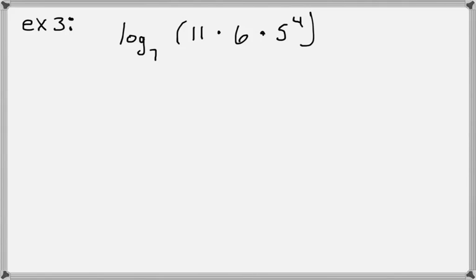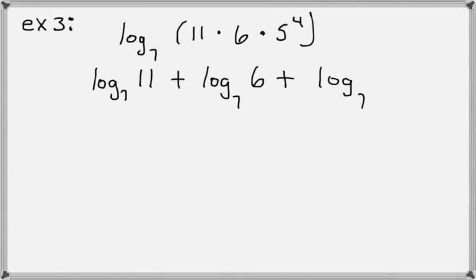Again, this looks very similar to our previous example. This is the product property because of the multiplication, and that last number there, that 5 to the 4th, is going to be a power property. So we can go ahead and start expanding. This would be a log base 7 of the 11 plus the log base 7 of the 6 plus a log base 7 of the 5 to the 4th.